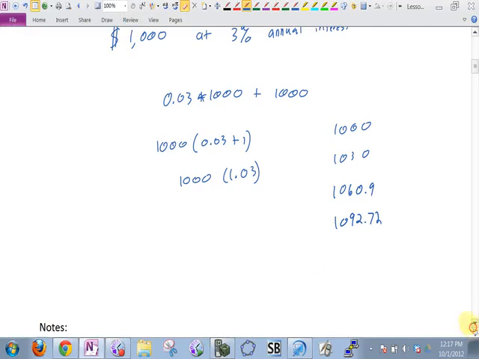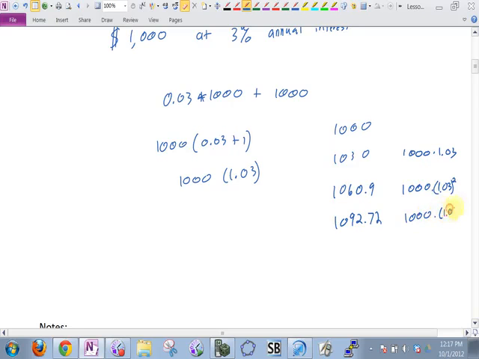But how are we calculating these numbers? Well, this right here is 1,000 times 1.03. This number here was 1,000 times 1.03 times another 1.03. This number right here is 1,000 times 1.03 to the third. So what exponential function can I make that represents how much money I have in my bank account? 1,000 times 1.03 to the x.